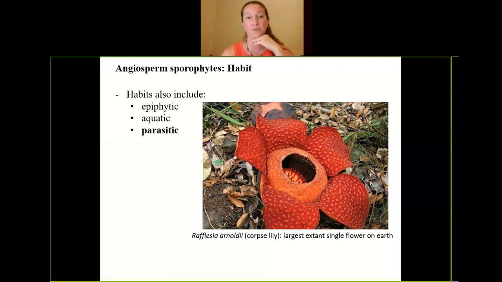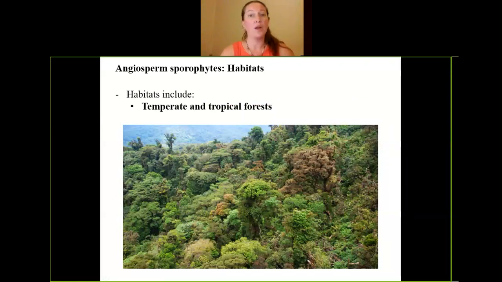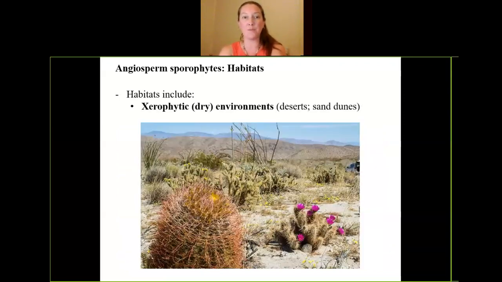Angiosperms are that diverse. Where do they live? Pretty much everywhere. So your temperate and tropical forests are dominated by angiosperms, right? Dry habitats or xerophytic environments are dominated by angiosperms. But remember, the conifers were also pretty good in xerophytic environments too because of their leaf shapes. But some angiosperms are cactuses, right? So those do very well in dry environments, as you know.